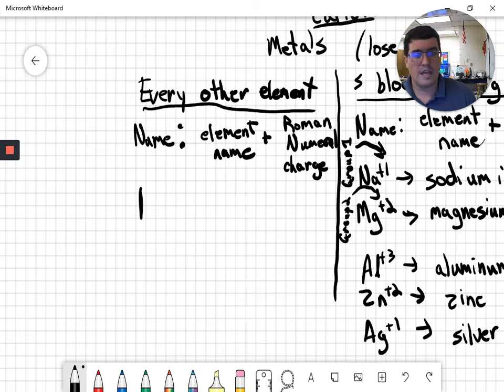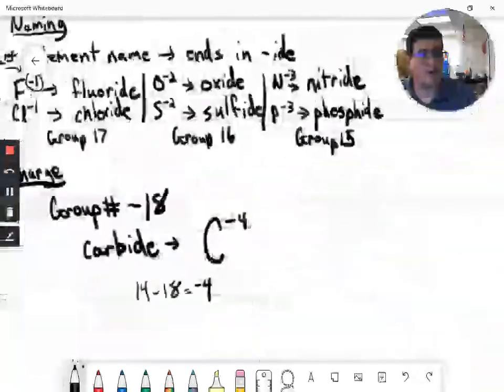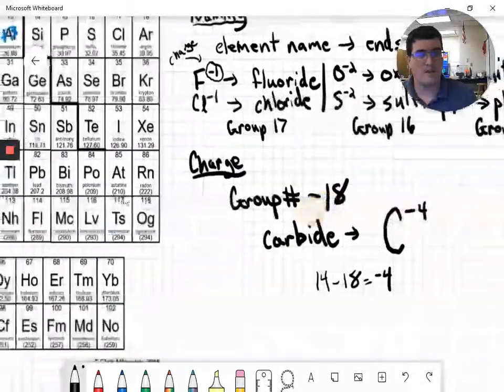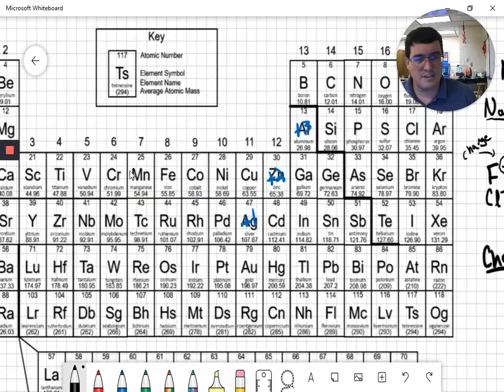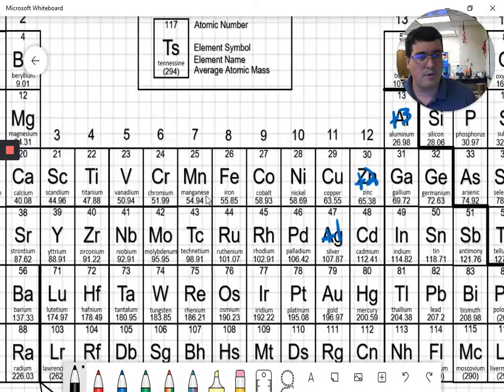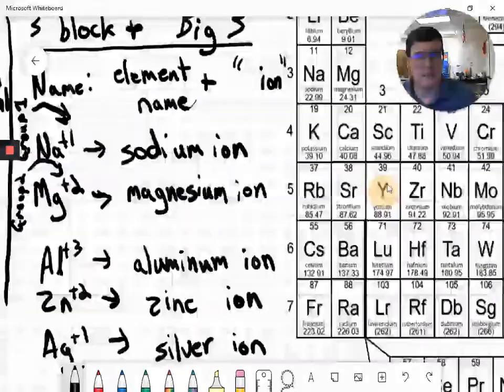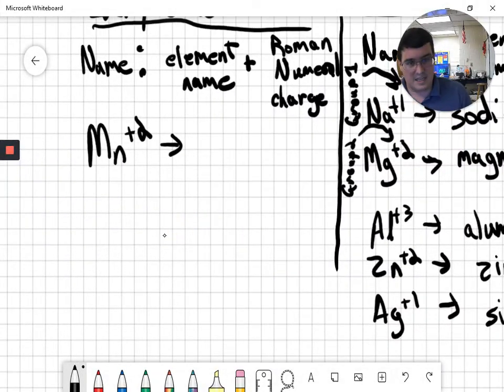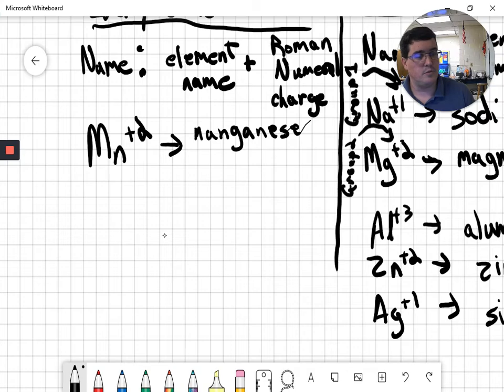So for example, Mn with a +2 charge. What do we call that thing? Well, let's go back and find Mn. There's Mn right there, and it's kind of hard to see. I'll zoom in just a little bit more. We can see that that's called manganese. Manganese is right here. So Mn is manganese.